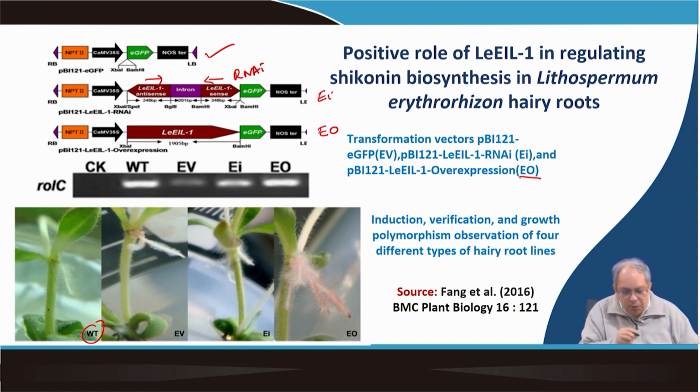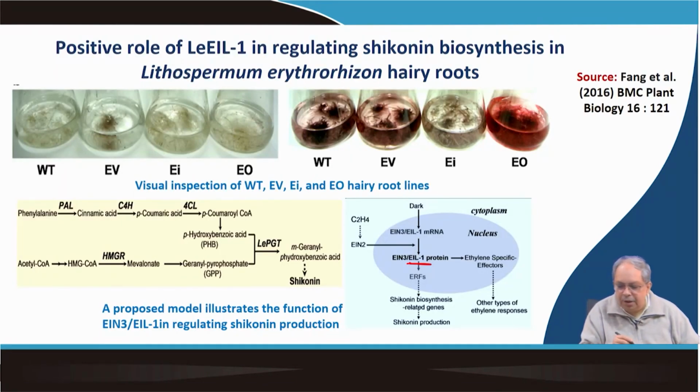Okay. So, EV is basically the empty expression vector, EI is basically the blocking of the EIL, and the fourth one is basically the overexpression. What you see from the root coloration itself is that the overexpression leads to more coloration, the right one. That indicates that the overexpression strategy worked well.